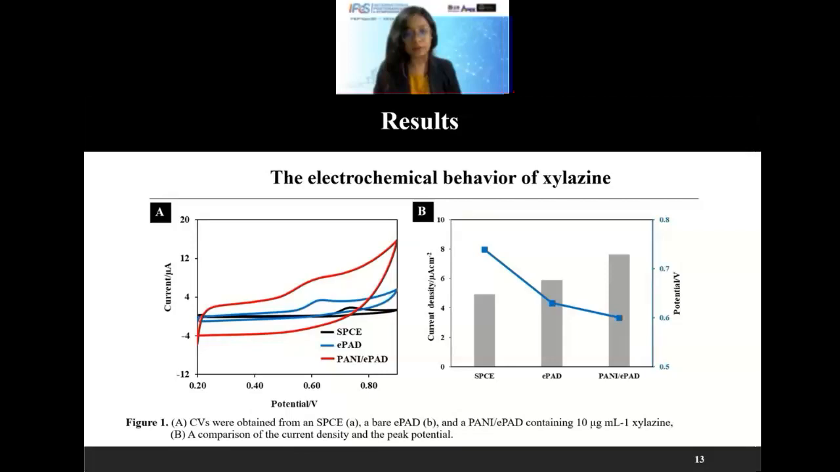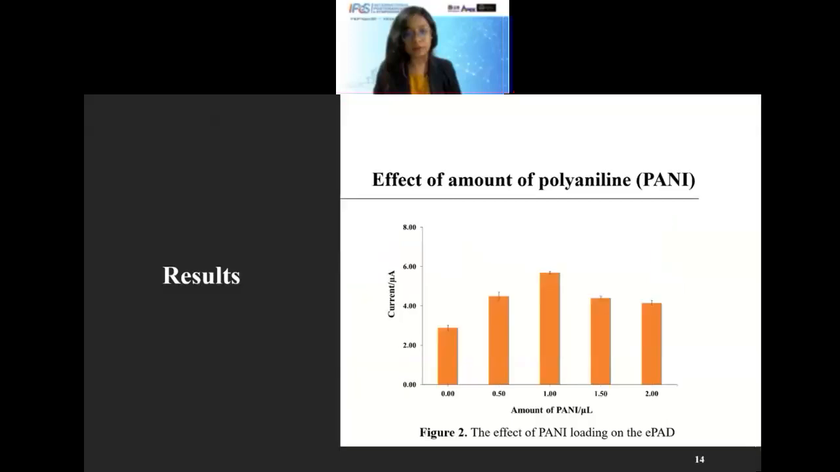E-PAD. The voltammogram in Figure 1A is a cyclic voltammogram, applied using a potential from 0.2 to 0.9 volts. A significant increase in the peak current of xylazine was correlated with the surface area and conductivity of the electrode. The polyaniline modified E-PAD produces a higher anodic peak current than the bare E-PAD and screen-printed electrode, showing that modification with polyaniline augments the electrode function toward the oxidation of xylazine.